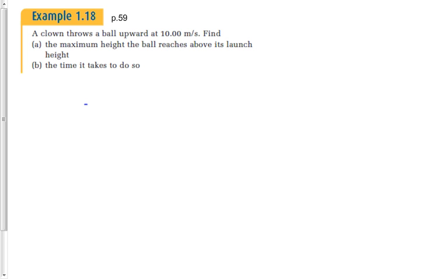Something is 10 meters per second. Can you tell me what that is? The clown throws the ball upward at 10 meters per second. It's a velocity, right? Is it V? Is it VI? Is it VF? What is it? Good, VI. The instant it leaves the clown's hand, this is how fast it's moving, 10 meters per second.